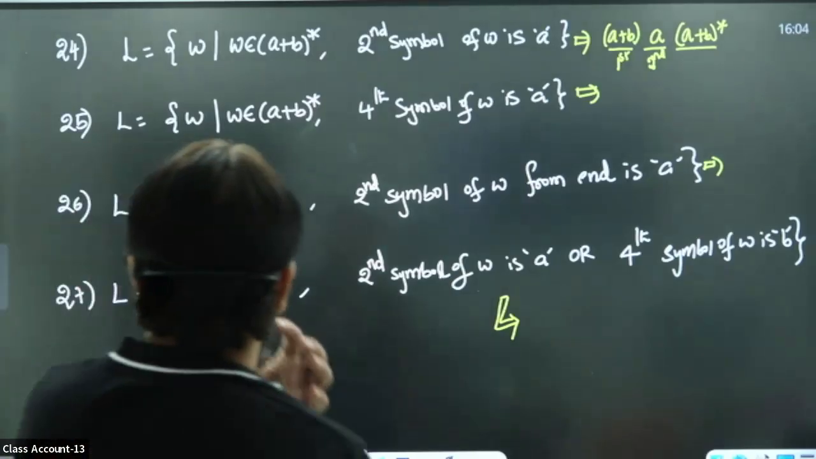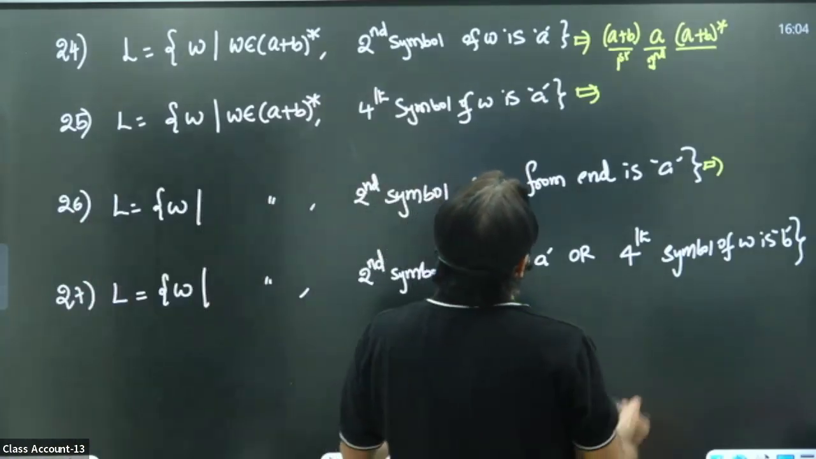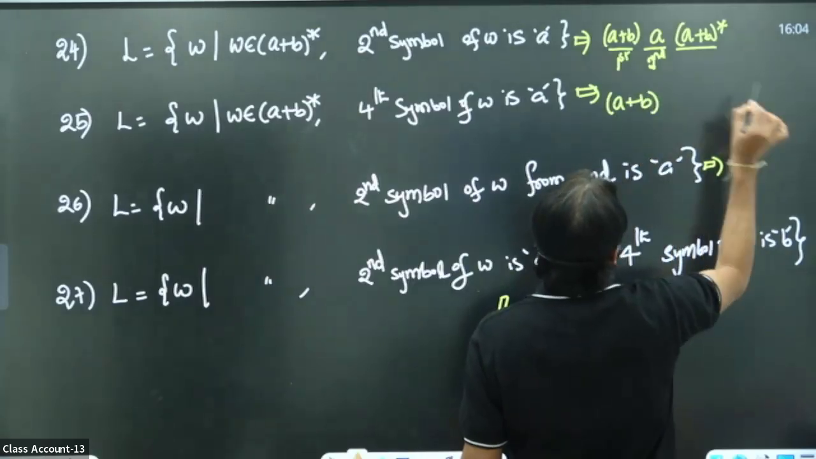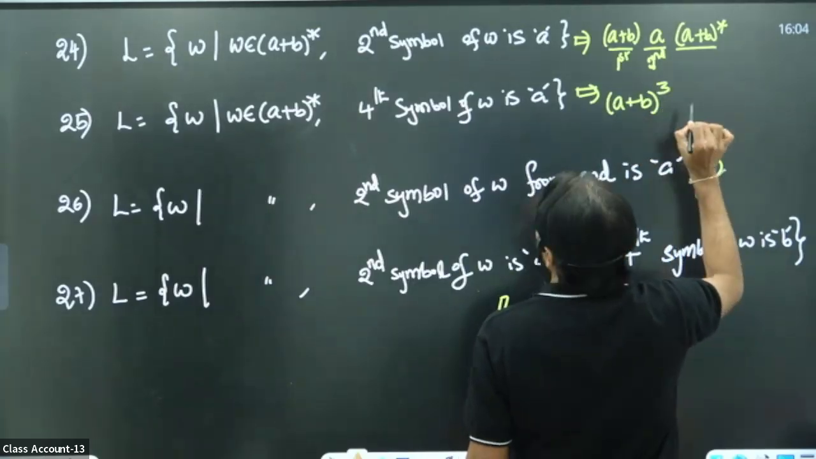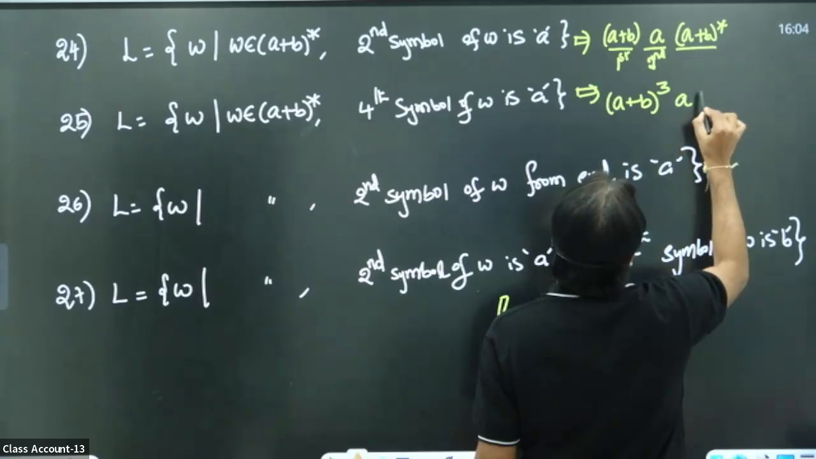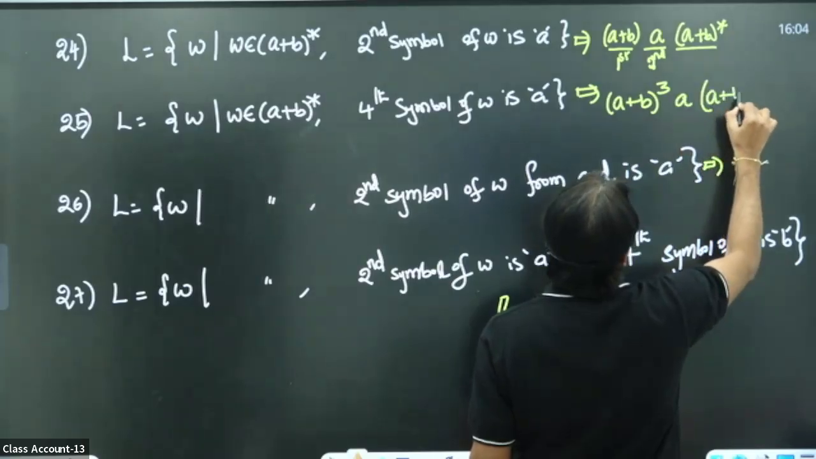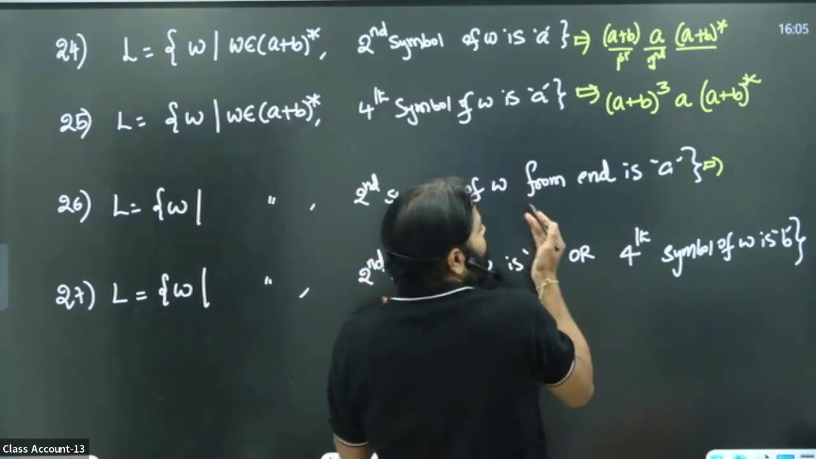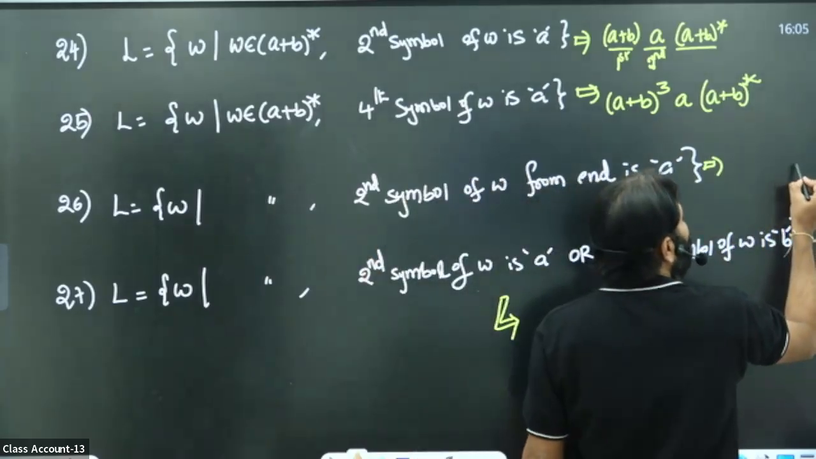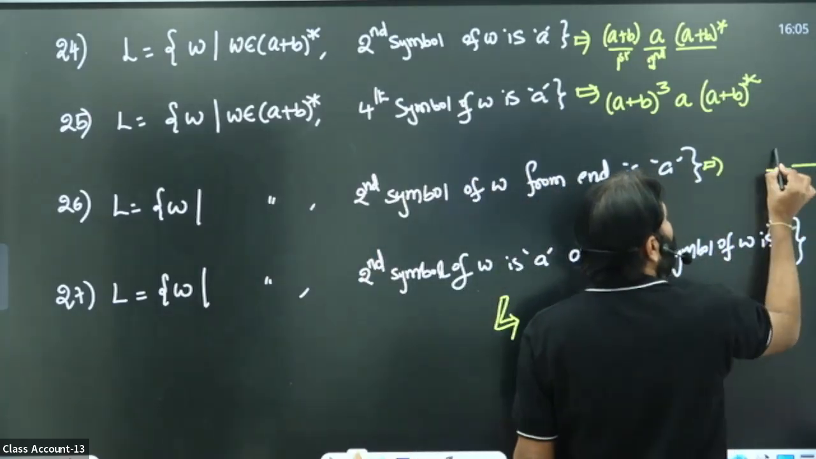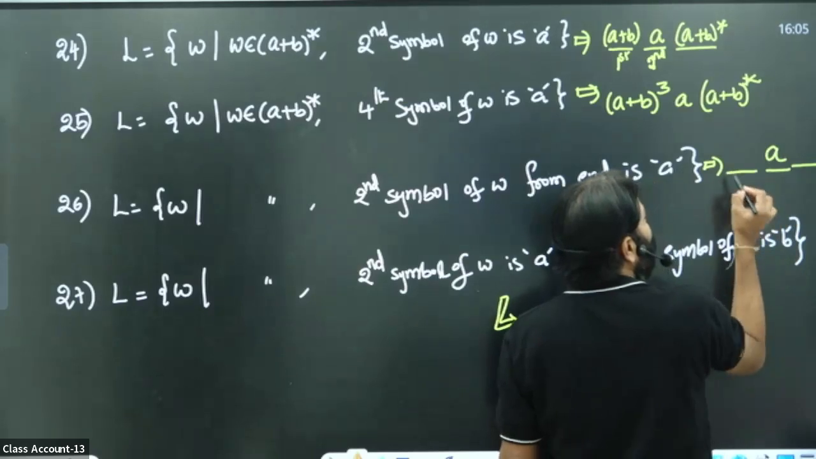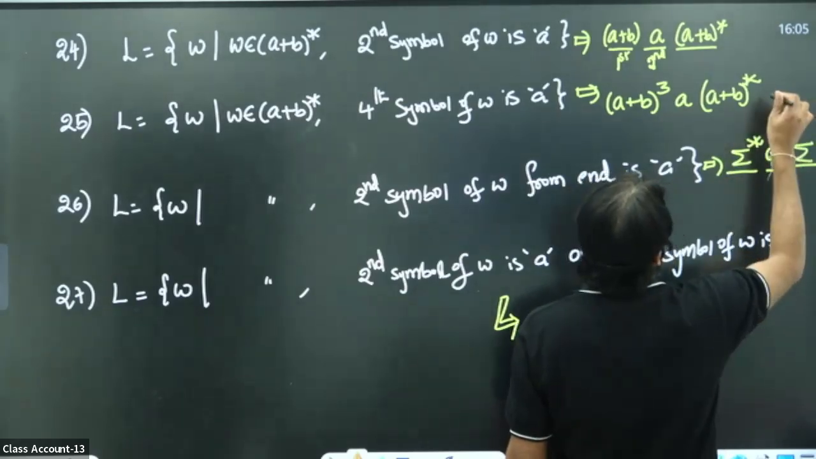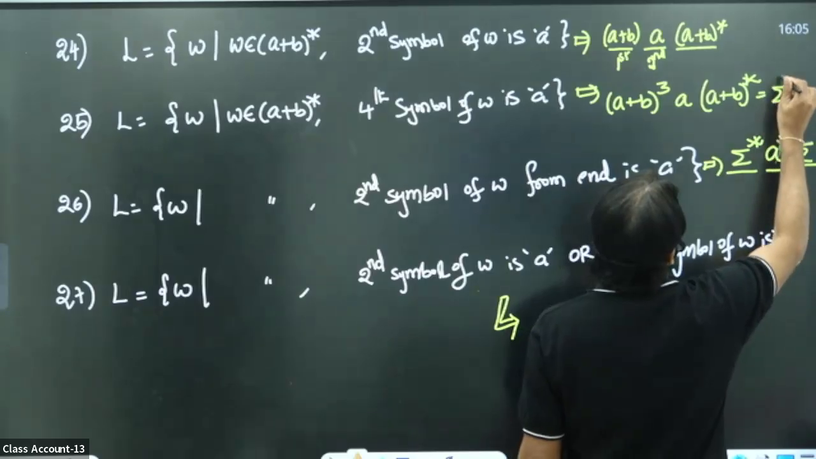Fourth symbol, so first three symbols are any. So how do you write first three symbols? (A plus B), (A plus B), (A plus B). That is 3 times. And the fourth symbol is A, and fifth onwards we don't care. And from the end, so last symbol is anything, and second last is A, and before that anything. So sigma star A sigma. You can write that way. This one also sigma power 3.